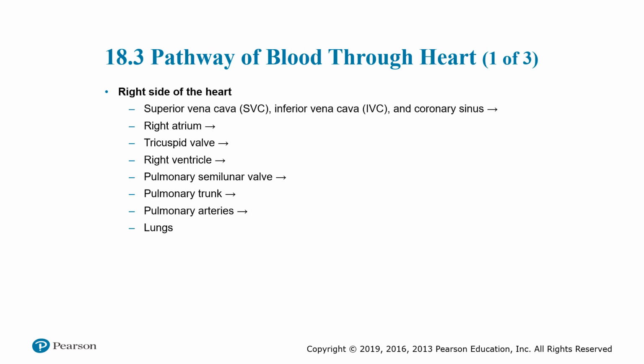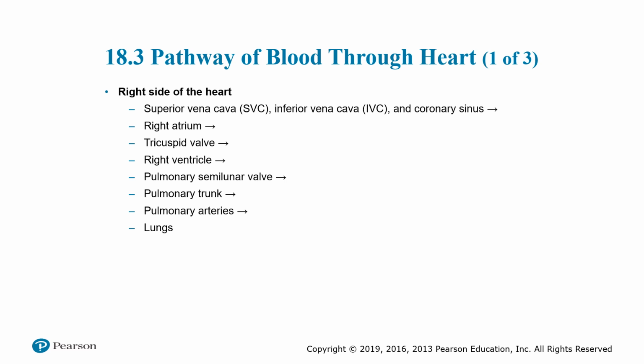To sum it up, let's go over the pathway of blood through the heart. On the right side, three veins bring blood into the right atrium. They are the superior vena cava, inferior vena cava, and the coronary sinus. So now the blood is in the right atrium. From the right atrium, there is a valve between the right atrium and the right ventricle that is known as the tricuspid valve, and through that valve the blood goes into the right ventricle.